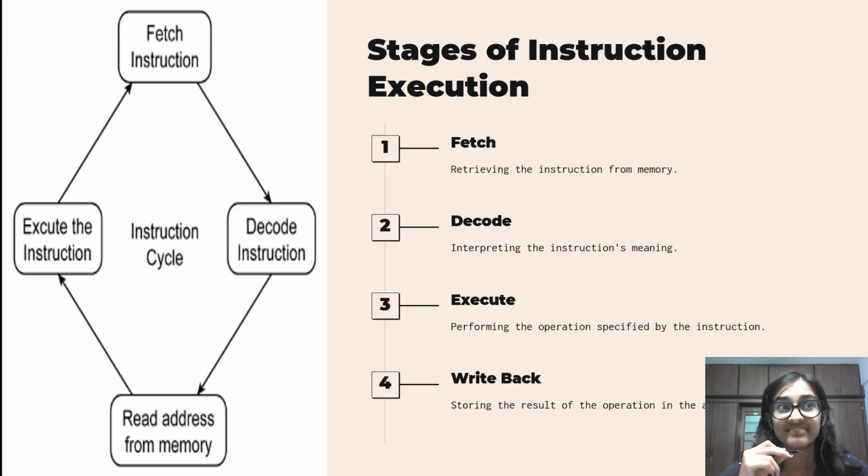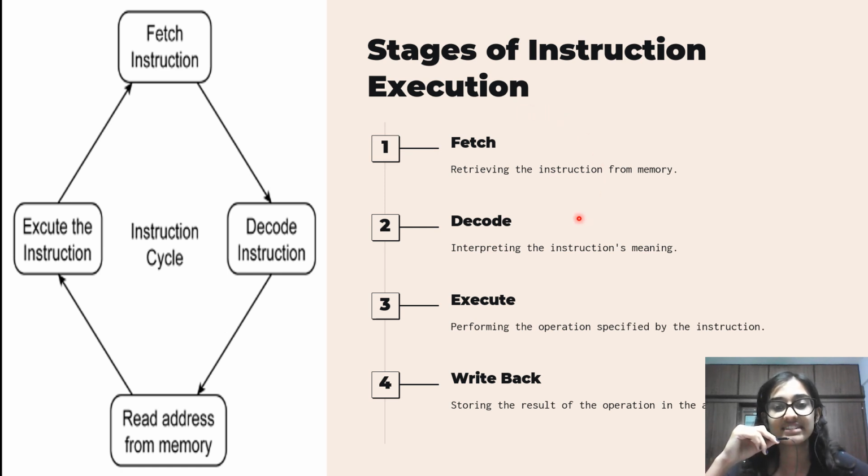How are we going to divide this process? Surely we can't just divide it randomly. Here we come to the stages of instruction execution. There are 4 main stages: fetching, decoding, executing, and write back. In fetching, we retrieve an instruction from the memory. A computer, despite what we think, is not very smart. It needs instructions to tell it what to do.